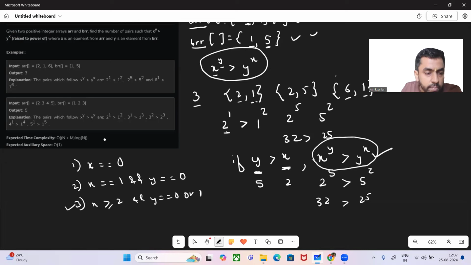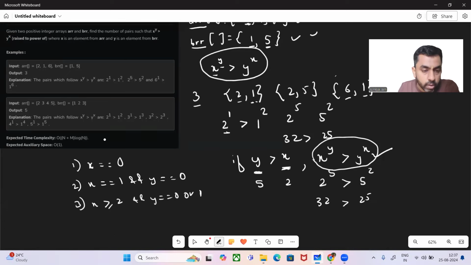In this case also we'll get the answer basically. If you see, if x is 2 and y is, let's say, 0, so 2 to the power 0 is going to give us 1, and 0 to the power 2 is going to give us 0. So in this case, again, this is going to be greater. Okay, so this is the third exception.